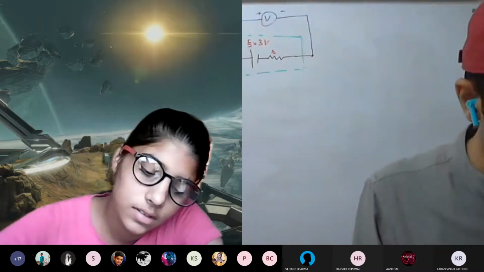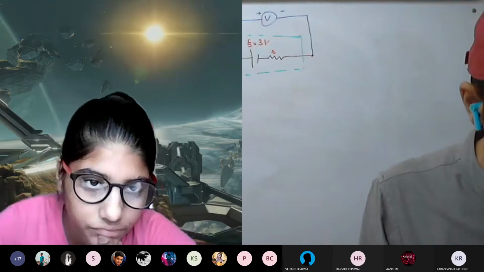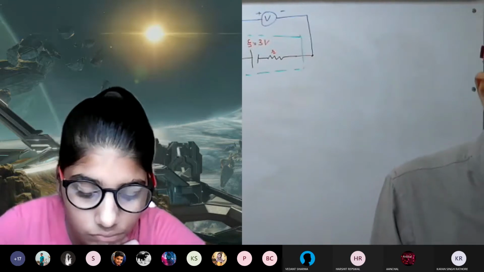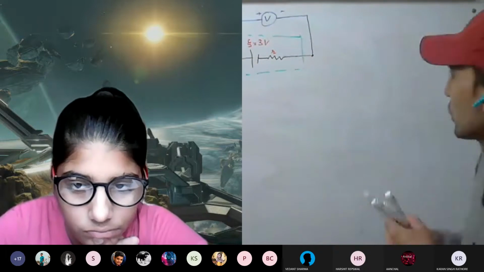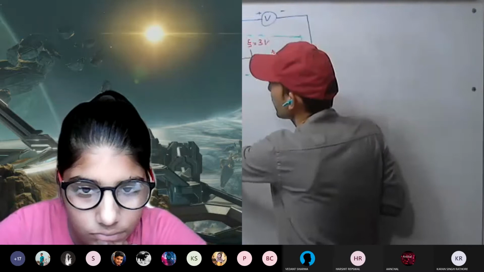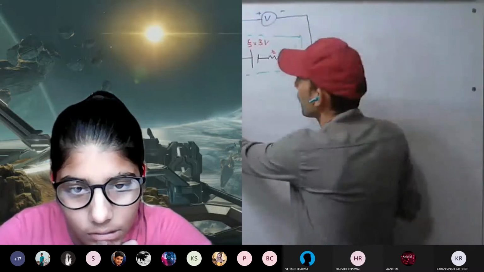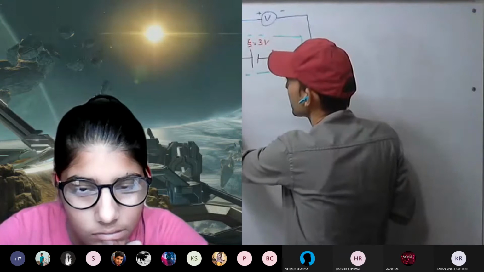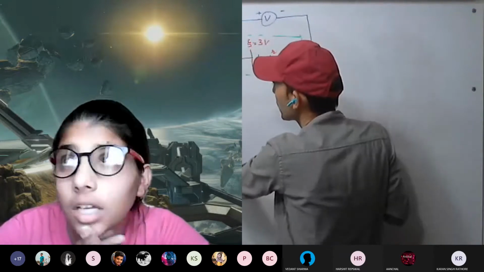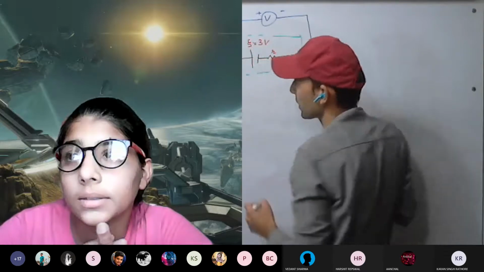Okay, so battery EMF supplies current. Current is flowing in a circuit, so the circuit is closed. Now, when the current is 1.5 amperes, the voltmeter reads 2.7 volts. It means the circuit is closed, current is flowing. How much current is flowing? 1.5 amperes. And the voltmeter reads how much volt? 2.7. So which potential difference is that?